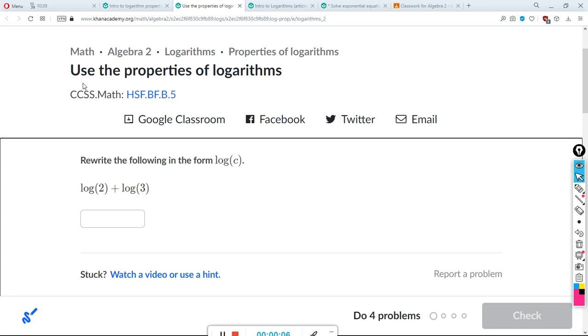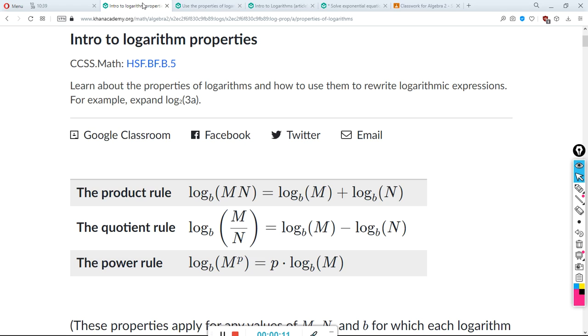Alright, this will be for the assignment. Use the properties of logarithms. There are three main properties you need to know. Before I start, I just want to mention that the base in the logs is the same on both sides of the equation. Notice the base here is b, it's b here, and it's b here as well. So it has to match on both sides of the equation.